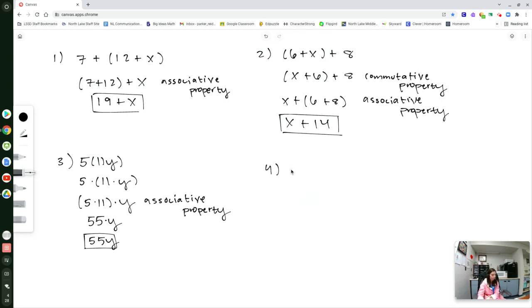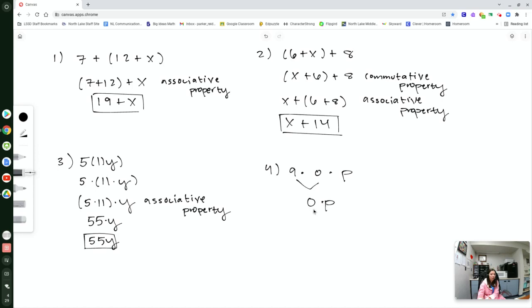All right, example 4. This says 9 times 0 times p. So this one is actually going to be using a property that we haven't talked about before, but it's something that I think most of us already know. Let's look at this first part, 9 times 0. What's 9 times 0? Well, whatever this other number is, even if it's not 9, anything times 0 is just 0. 9 times 0 is 0.